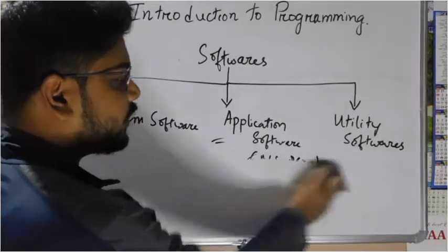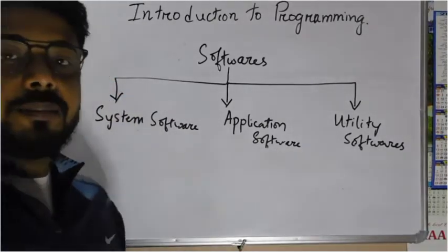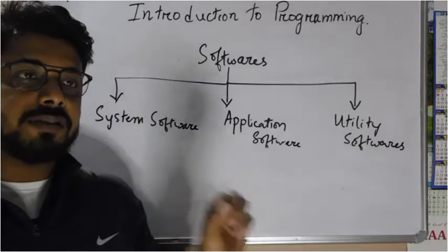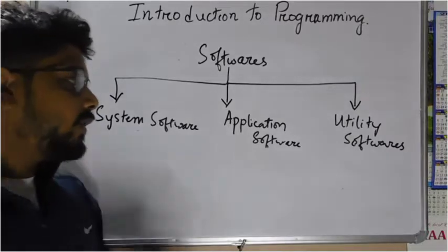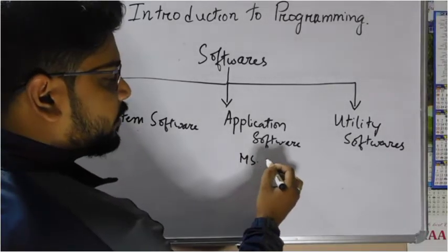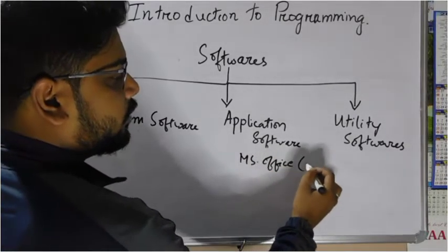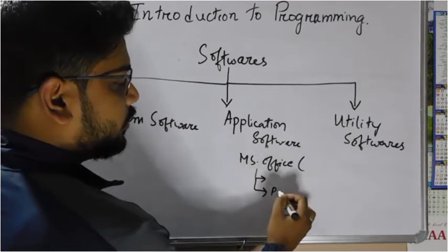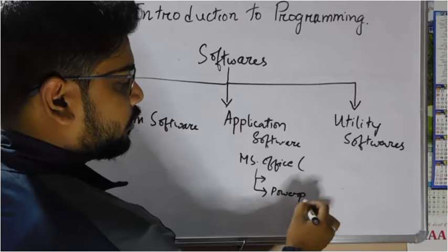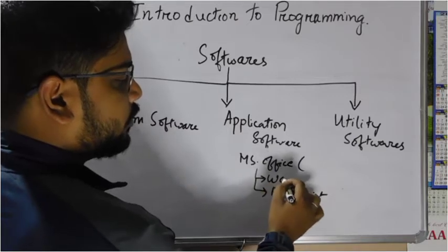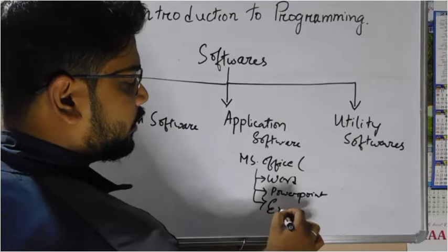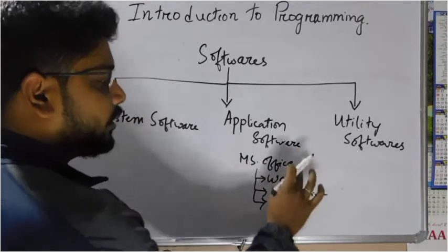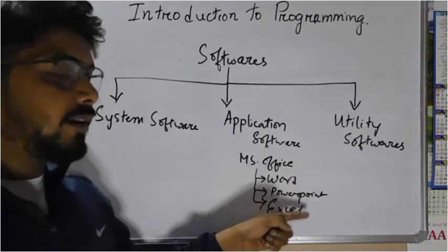Now what is an application software actually? An application software is a software which is designed to perform a specific task. For example, I gave the example of MS Office, which has different parts, as you know. PowerPoint is there, Word is there, then Excel is there. All these are part of MS Office, right? So these are all designed for different purposes.